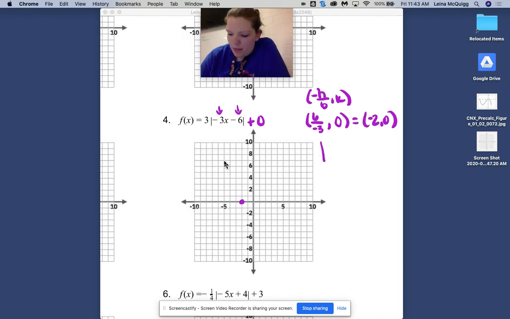Then my slope is the absolute value of a times b. So I would have the absolute value of 3 times negative 3, which is positive 9. I have a plus sign here, it's positive, so this is going to open up. So I'm going to go up 9 over 1, up 9 over 1, and here's my graph. This is not perfectly drawn, but it's close enough.